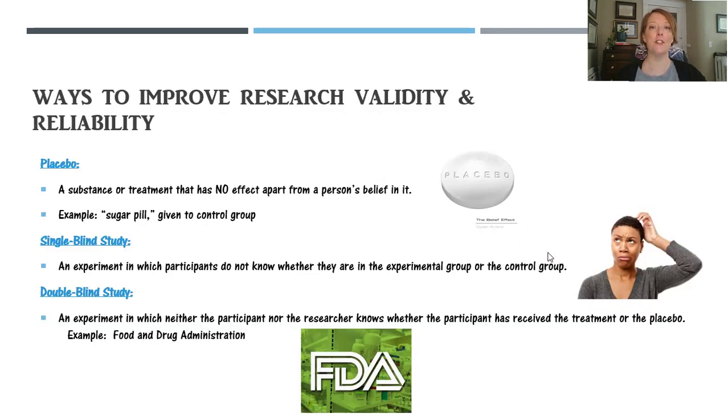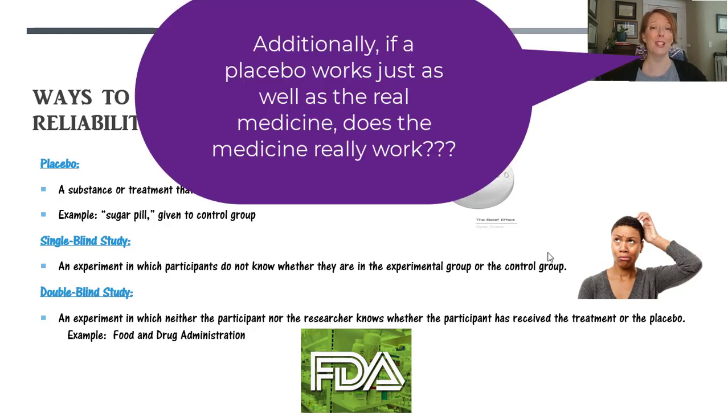There are aspects of setting up your research study that will help with validity and reliability. The first is a placebo. This is a substance or treatment that has no known effect apart from a person's belief in it. I usually think of that like a sugar pill. It doesn't have any medicinal purposes. So this is the thing that's given to the control group. Why would we have a placebo? Well, think about it. If you don't have a placebo, you know you're not getting the treatment, and so you know you're part of the control group. Does that affect things? It usually does.